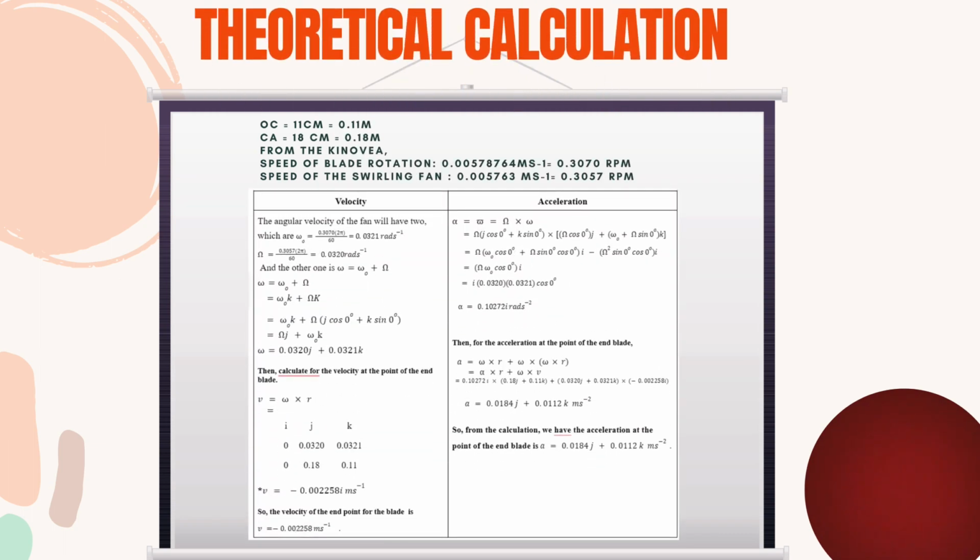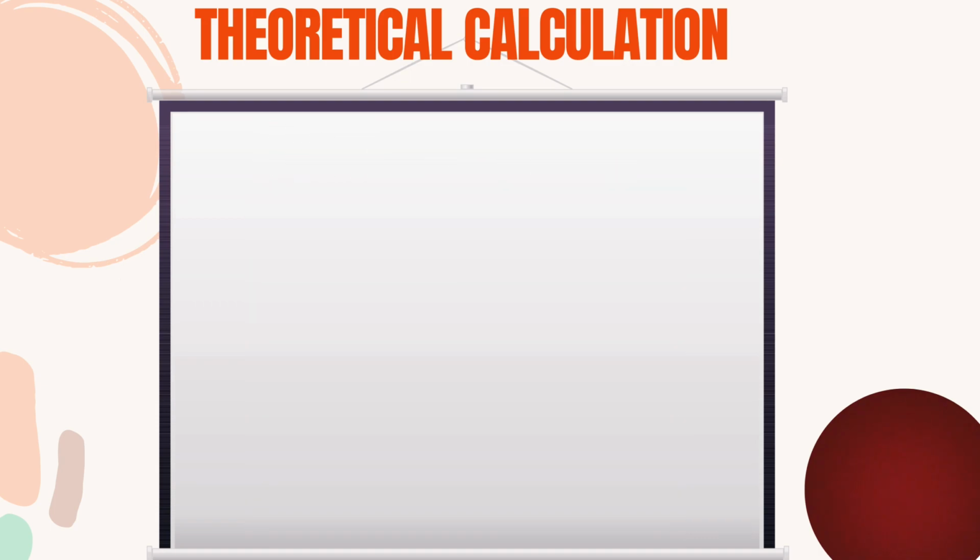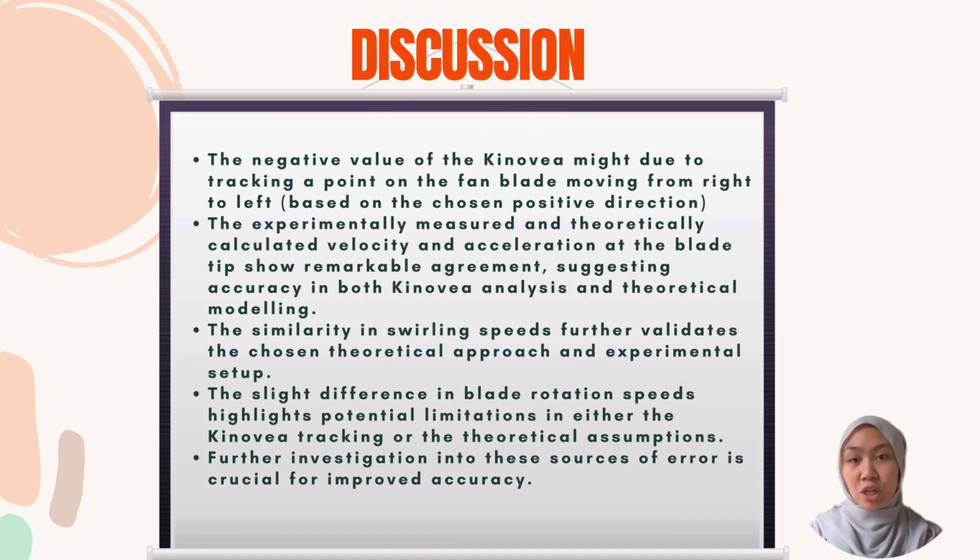Then, we continue to calculate the acceleration of the blade rotation. Before that, we need to calculate the angular acceleration, which is Ω crossed with the total angular velocity. As shown below, we get the value of 0.10272 radian per second squared. Then, we continue to calculate the acceleration by angular acceleration times radius, plus the total angular velocity crossed with the velocity of rotation of the blade. After that, we will get the answer as shown below. We will next be moving on to the discussion of this project.